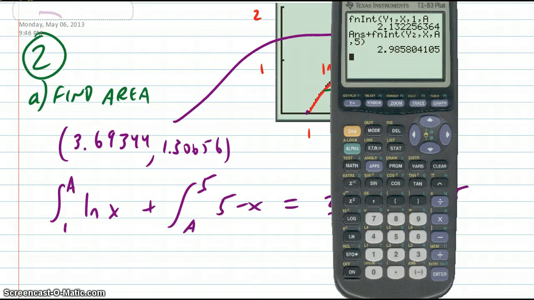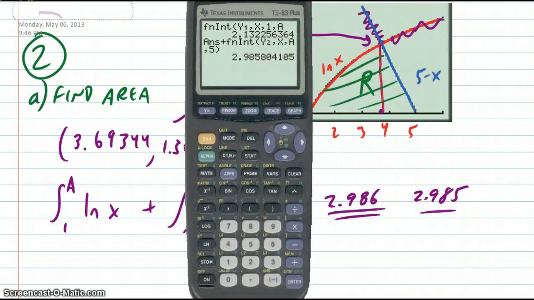Nope. Okay, so there's our answer. So that's what we got, the 2.985. If you cut it off, that's a good answer for you, 2.986 if you want to round up.